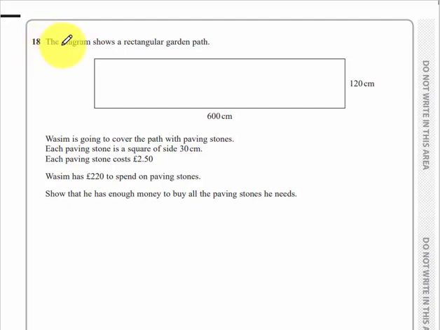Question 18. The diagram shows a rectangular garden path. Wazim is going to cover the path with paving stones. Each paving stone is a square of side 30 centimetres. Each paving stone costs £2.50. Wazim has £220 to spend on paving stones. Show that he has enough money to buy all the paving stones he needs.